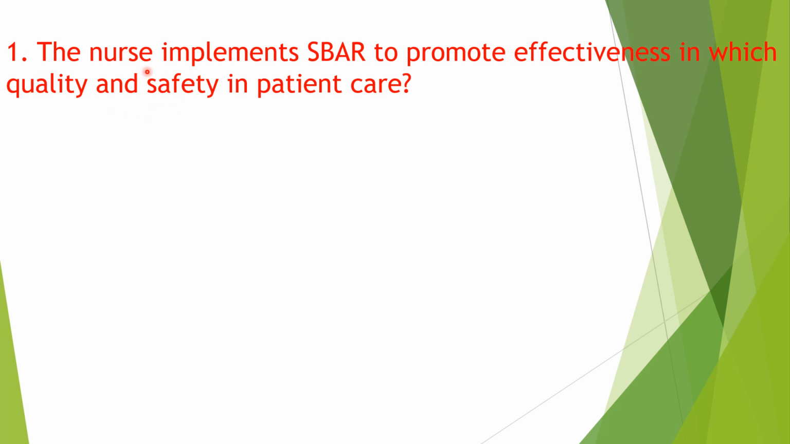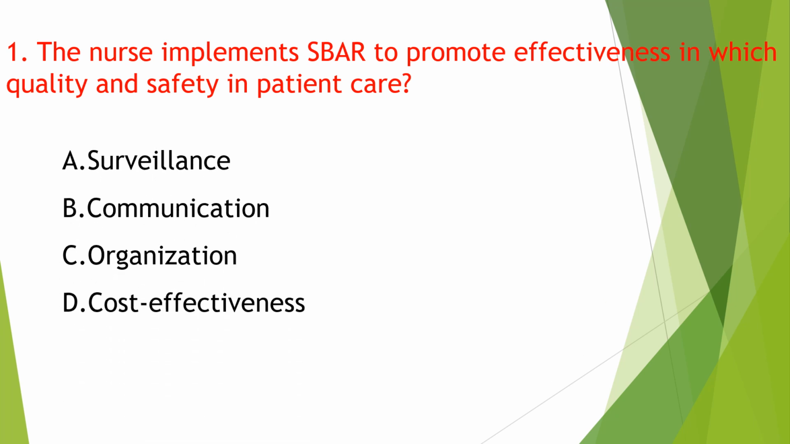So the nurse has implemented something. So what is that? That is SBAR. So what is this SBAR? You need to know. With this SBAR, the nurse is trying to get some quality in patient care. The options are surveillance, communication, organization, and cost effectiveness.